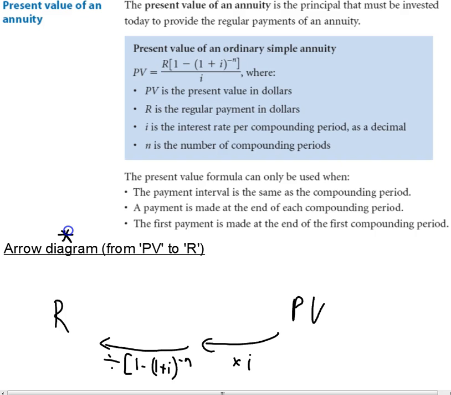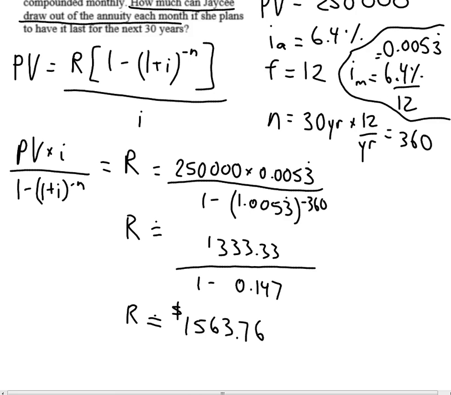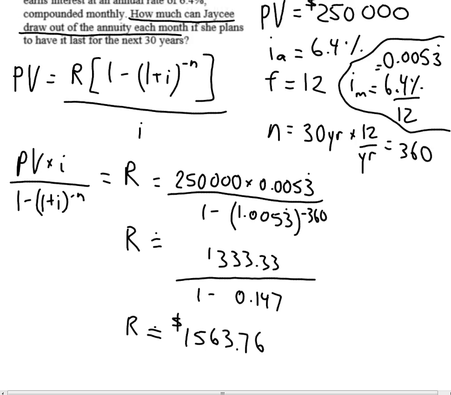from the investment. So going back to our question here, this is what we're going to do. We're going to take PV times i and divide it by 1 minus (1 plus i) to the negative n. That'll generate the regular payment, and we can calculate that with the substituted values. So we find from the calculations, showing our steps, that nearly $1,564 can be withdrawn every month for the next 30 years.